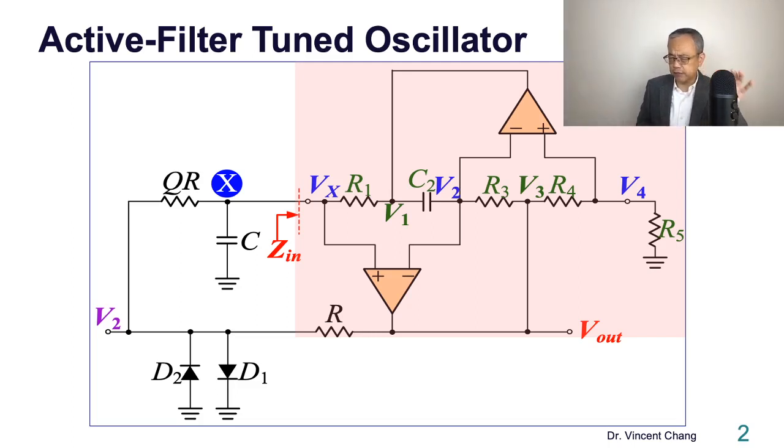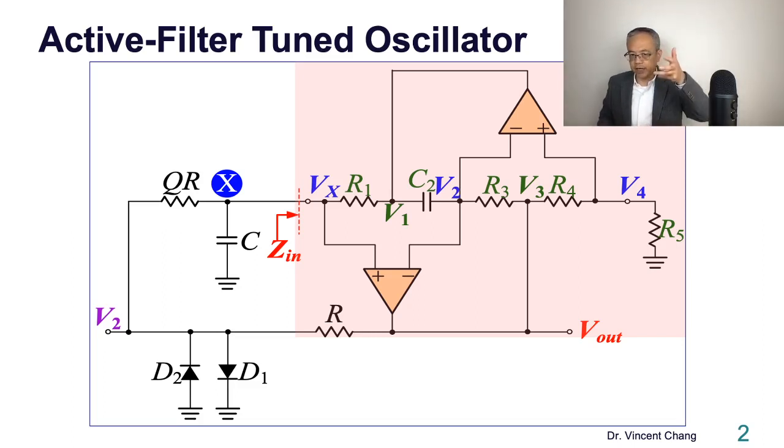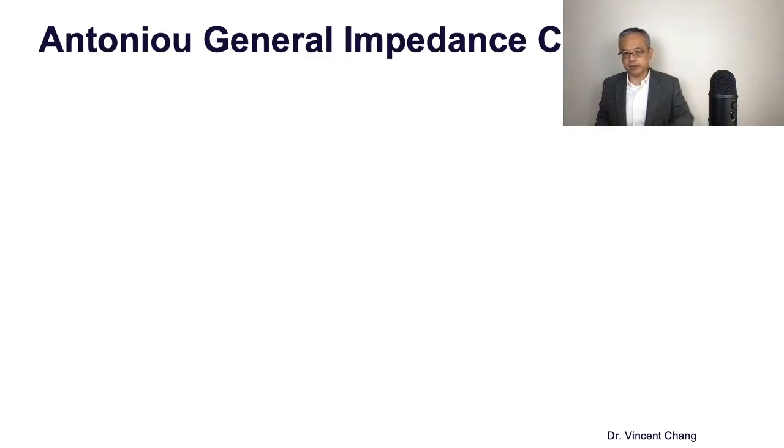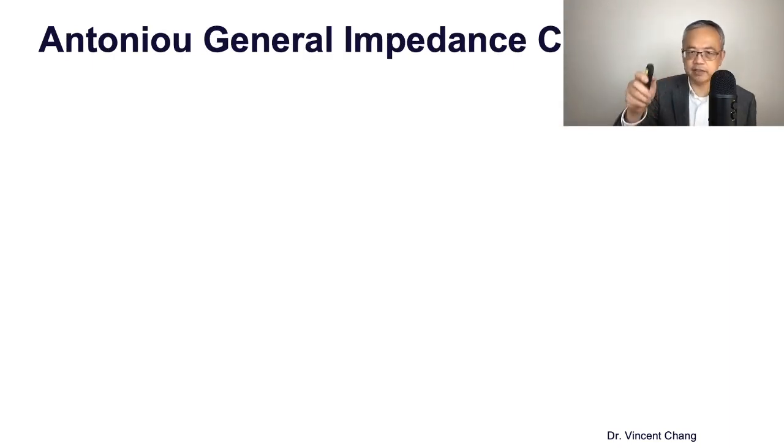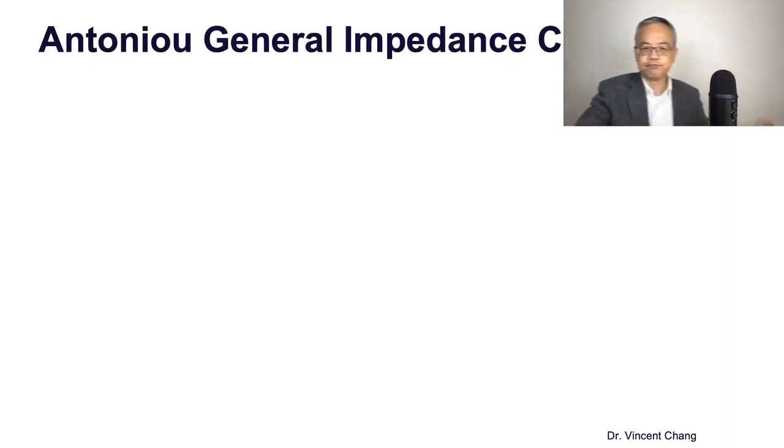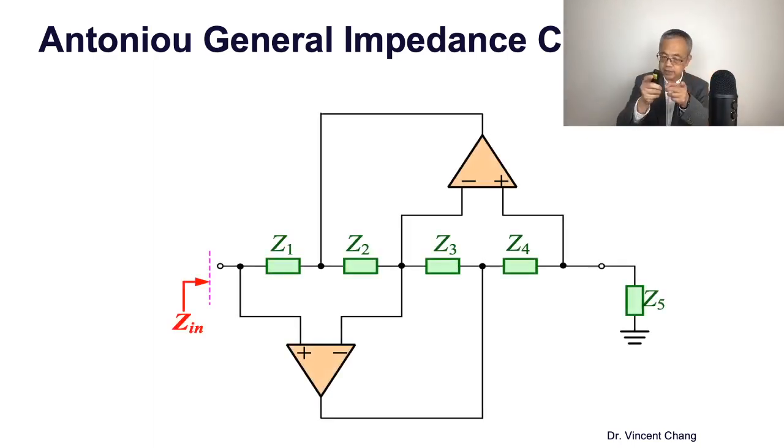So what's the equivalent inductance? You can put this down on your note: C2 R1 R3 R5 divided by R4. If you forget, let's quickly review what we learned before. Antoniou general impedance converter. Starting with this, there are two negative feedback loops.